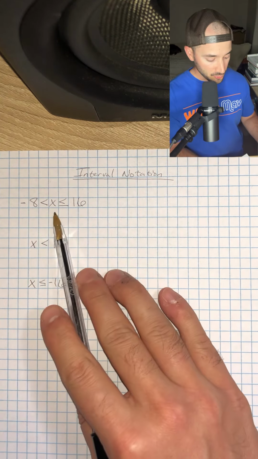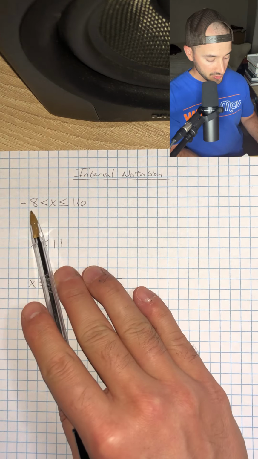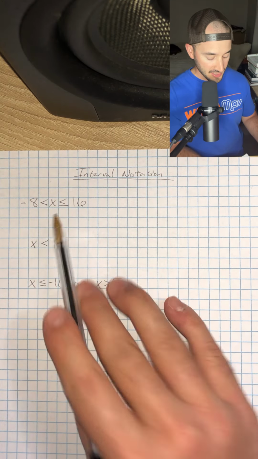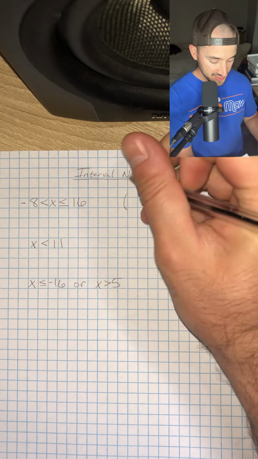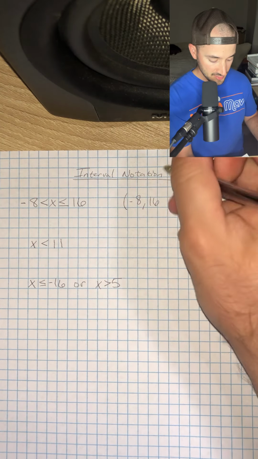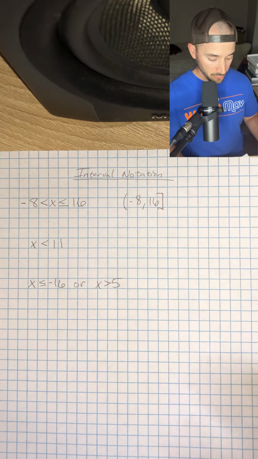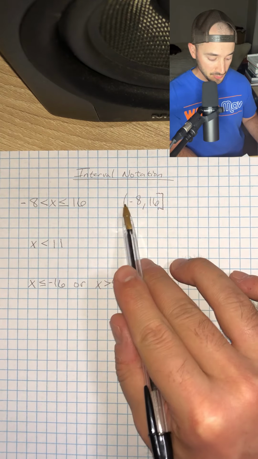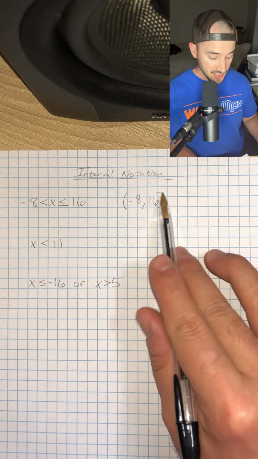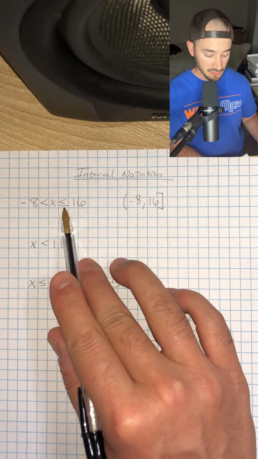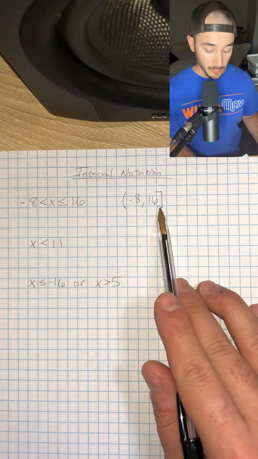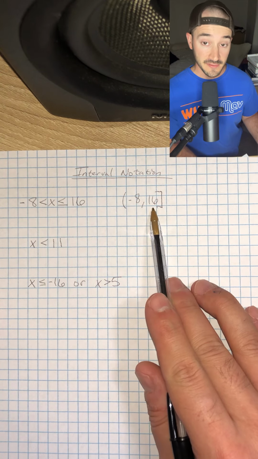So if we have the inequality x is greater than -8 and less than or equal to 16, then we can write that as an interval by doing parentheses, -8, comma, +16, and then we're going to use a bracket on the right. Notice we use the parentheses whenever we don't have the or equal to sign, and we use the bracket whenever we do have or equal to. So basically the parentheses means we're not including -8. The bracket means we are including +16.